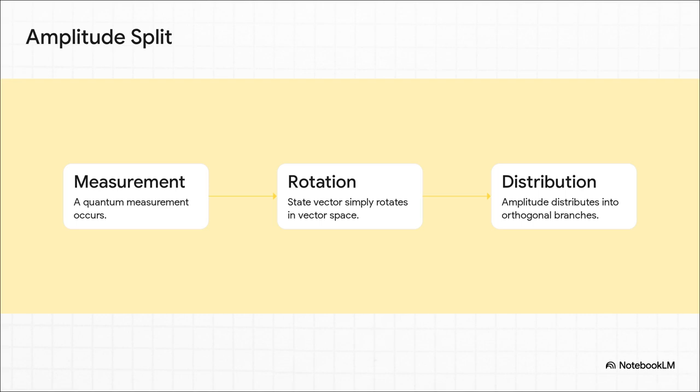Step 1. A quantum measurement occurs. Step 2. Instead of reality breaking or physically splitting, the state vector just simply rotates within the vector space of Layer 0. In step 3, the amplitude distributes into orthogonal branches. Think of orthogonal here as just mutually exclusive, non-interfering pathways. These amplitude coefficients, remember those 90% and 10% numbers we just talked about, they dictate the phase density, or the mathematical thickness of a pathway.